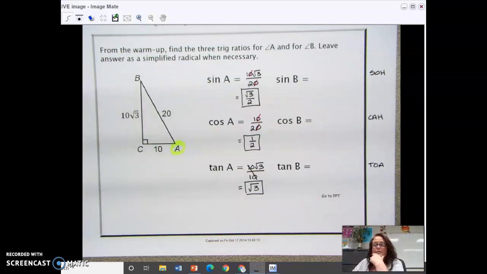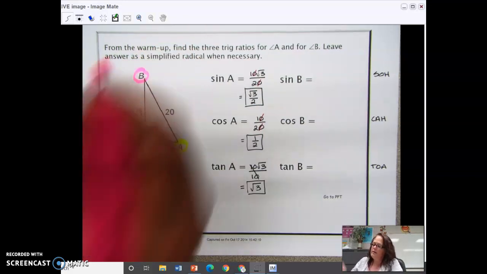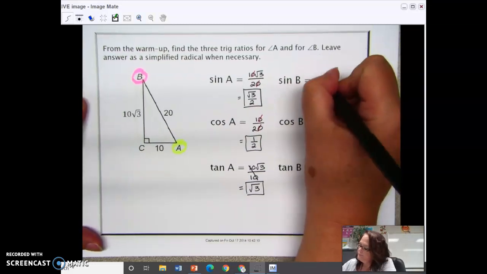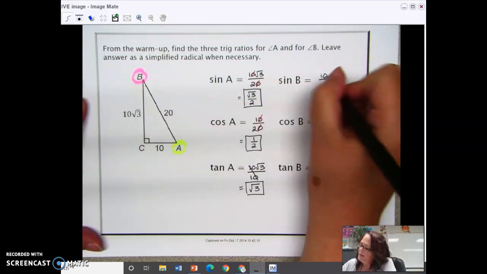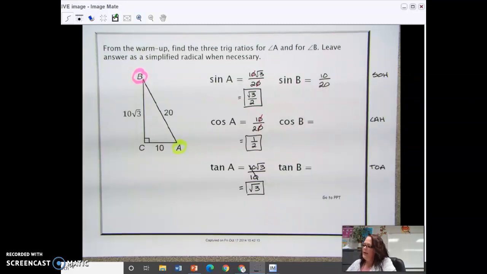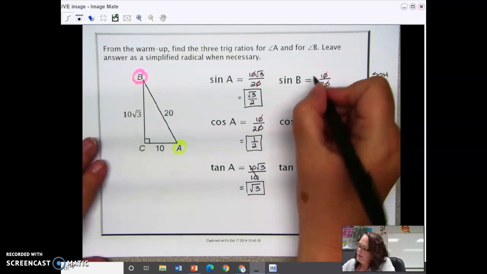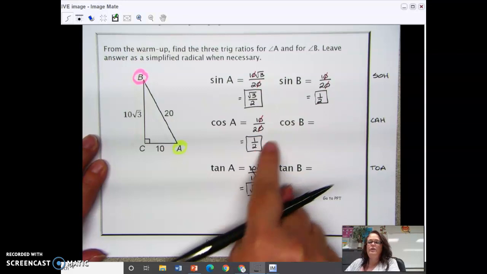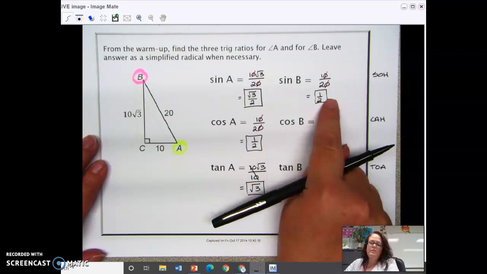All right, so if you have any adjustments to make, pause the video and see if you can answer the right column. So then focusing on B, my opposite for B is going to be 10, and my hypotenuse is 20, and we can cut those 10s out and say that we have 1/2. Notice I could have already guessed that by saying it's the same as the cosine of A.